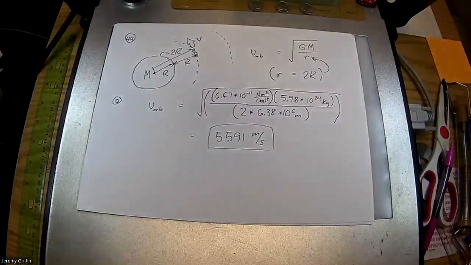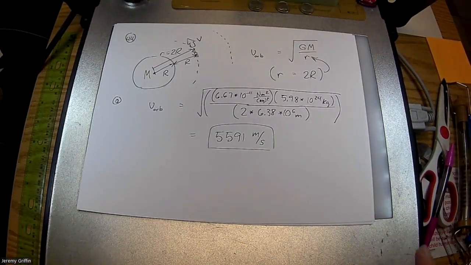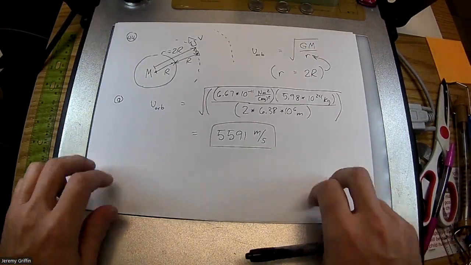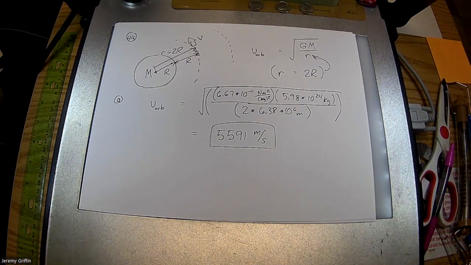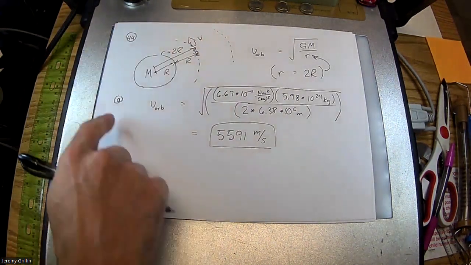Question B. What's the time period of revolution? I can think of at least 2 different ways to get the time period. Somebody tell me, what's one way you can get the time period? Like, how much time does this take to go around the Earth?